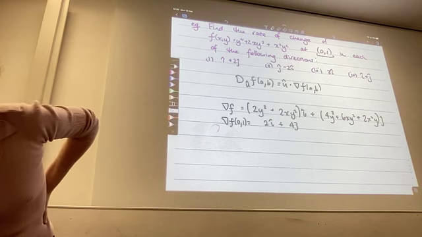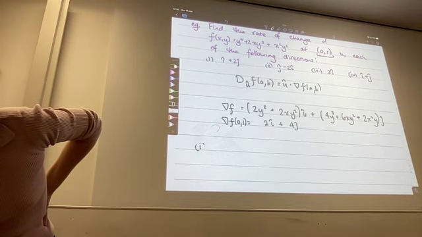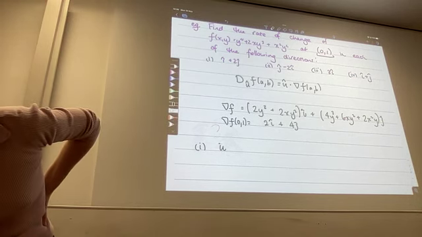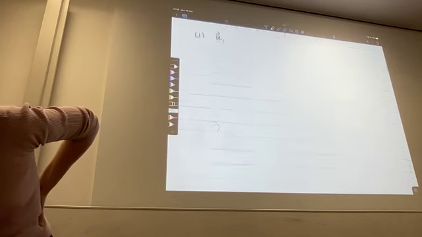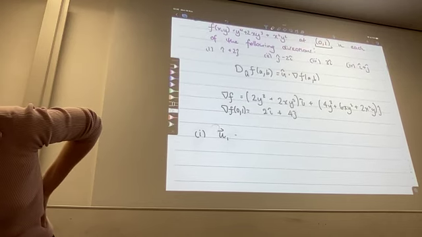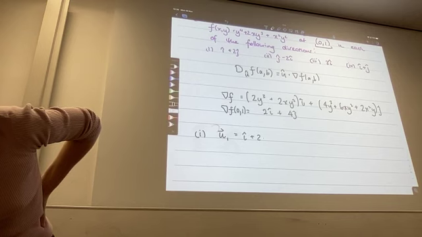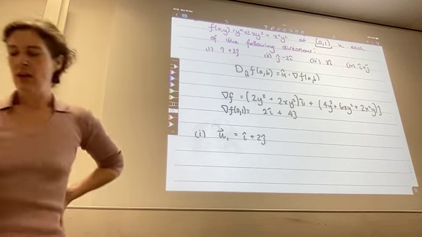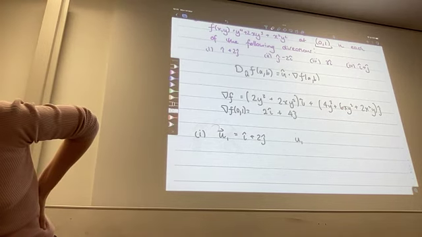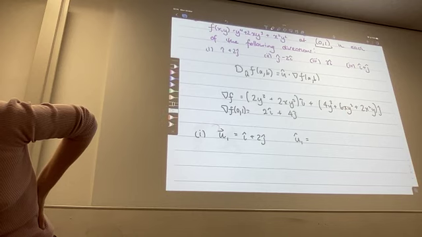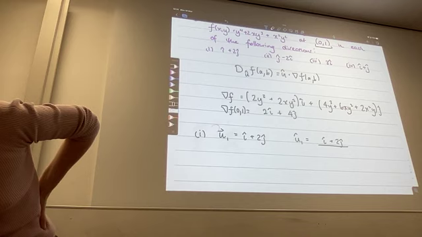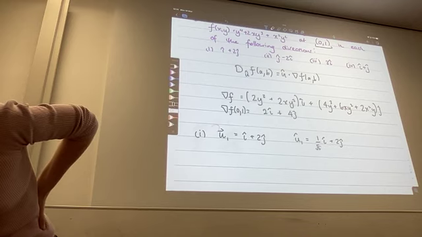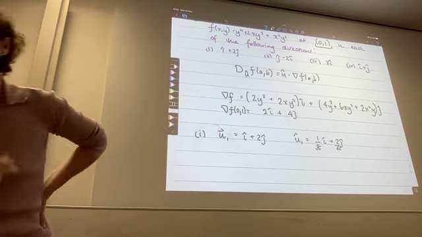And then we won't do all of these, but let's call this u1, the vector i plus 2j. Is it a unit vector? No, you divide it by its magnitude. So if we want to turn it into a unit vector, we just divide it by its magnitude. So it's going to be i plus 2j over square root of 5.